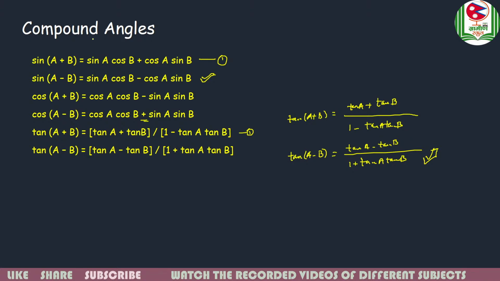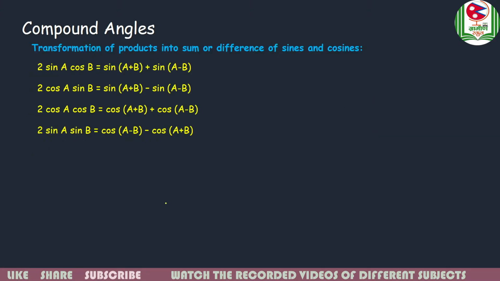And what are the applications of compound angle? Suppose you know the value of 30 degree and 45 degree. But do you know the value of 75 degree? No, you don't know the value of 75 degree. But with the help of 30 degree and 45 degree, you can easily find out the value of 75 degree. So compound angle is so much important. Okay, so you can apply it while solving the numericals. Okay, after that we can also express this compound angle in product form.